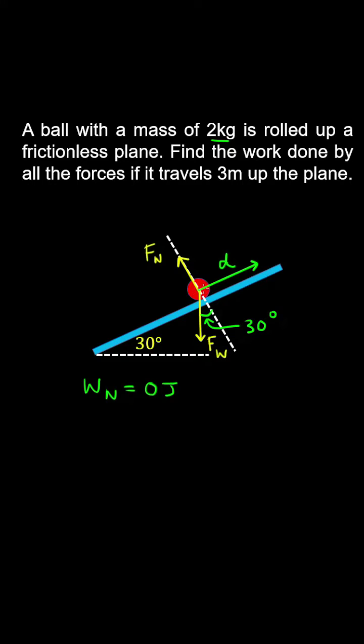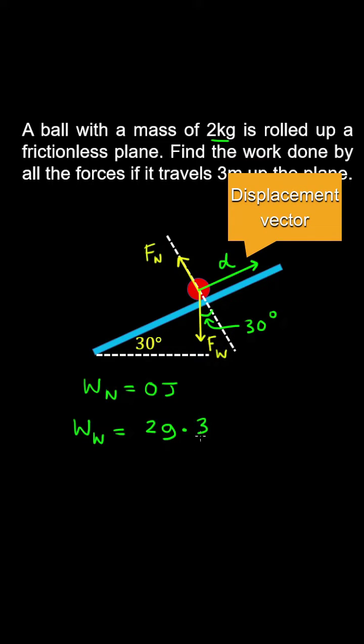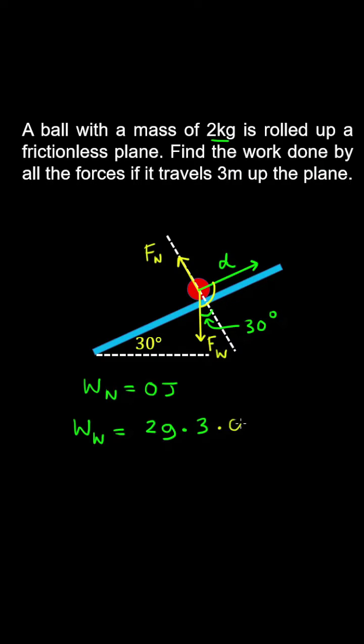Now for the force of weight, we can resolve it into tangent components and normal components to the plane, or we can use the dot product directly to evaluate the work done by the force of weight. So by the dot product, that's equal to the magnitude of the force of weight, which is the mass of the ball by gravity, multiplied by the magnitude of the distance vector, which is 3 meters, and that's multiplied by the cosine of the angle between the two vectors, which is cosine 120 degrees. So what we obtain is 2g by 3 by minus a half, or minus 3g joules.